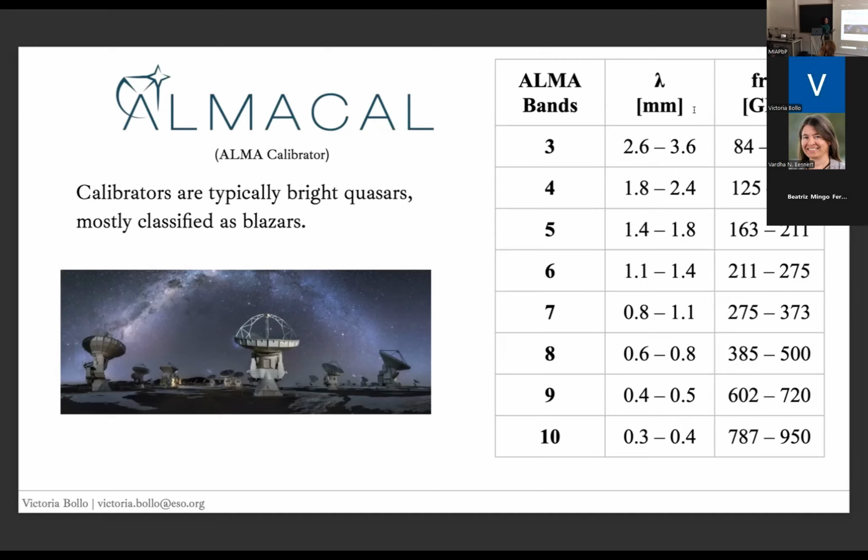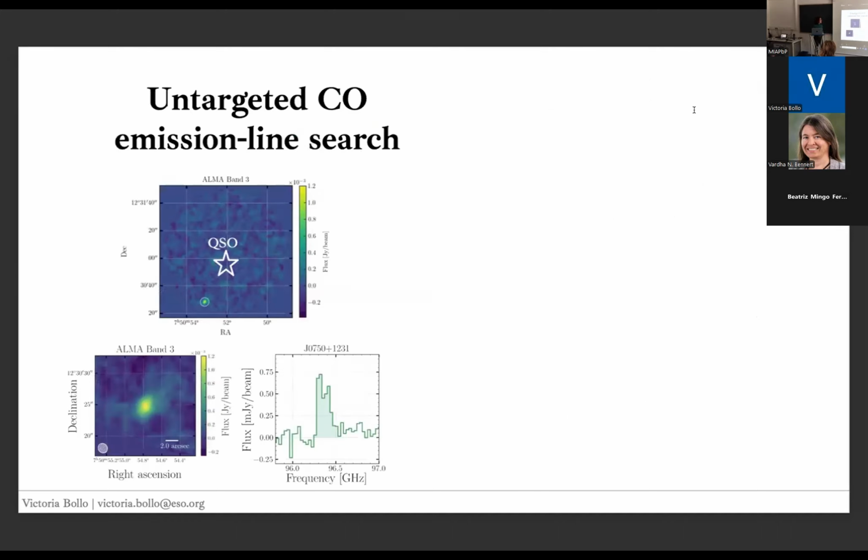The idea of the ALMA Cal project is to use these calibrator data to study different scientific cases. For example, in one project that we performed, we did an untargeted CO emission line search. In this figure, you can see an example of calibrator data in ALMA band 3. We always have the calibrator, which is a quasar, right at the center of the field. But for this project in particular, we were not interested in the quasar, so we masked it out and looked around for serendipitous detections. Here you can see that at the edge of the field, we found a bright CO emission line that is zoomed in here.